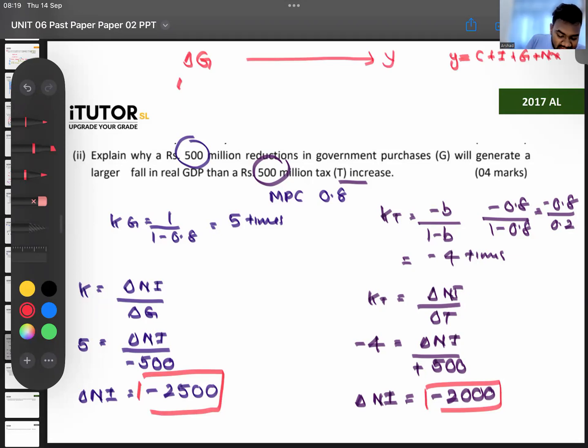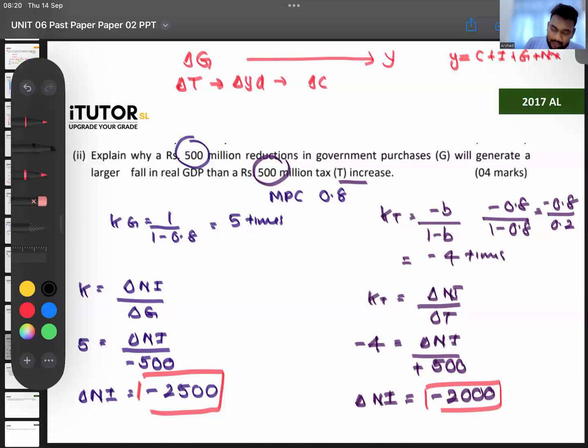But when there is a change in taxes, it doesn't directly affect Y. When there is a change in taxes, it first affects your disposable income. Let's say if taxes fall by 500, disposable income will increase by 500. If disposable income increases by 500, will your consumption also increase by 500? That is where the impact is. If government spending increases by 500, national income increases by 500 first, then the multiplier goes. If taxes fall by 500, disposable income rises by 500, will consumption also increase by 500? No, right? Remember, consumption has an MPC 0.8 component.